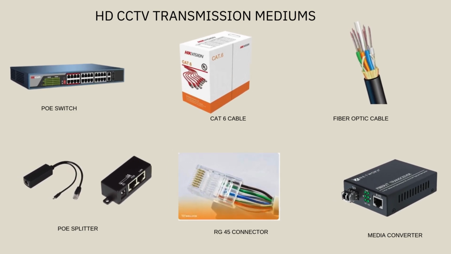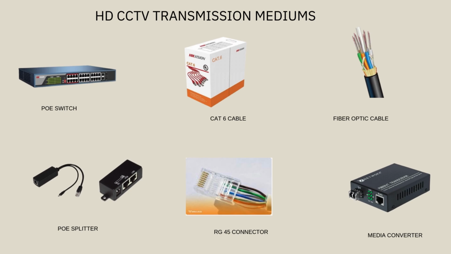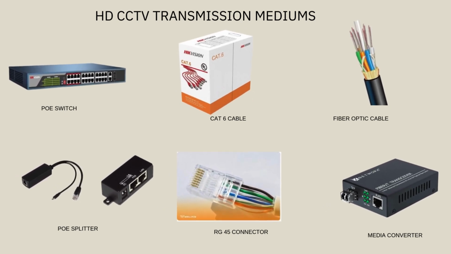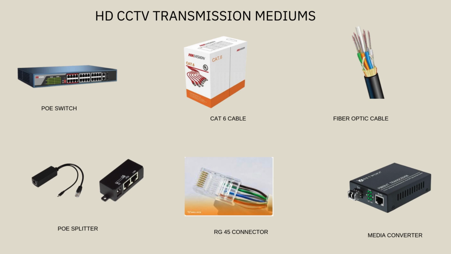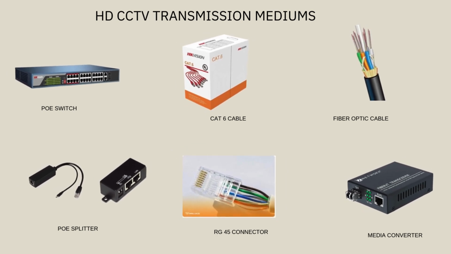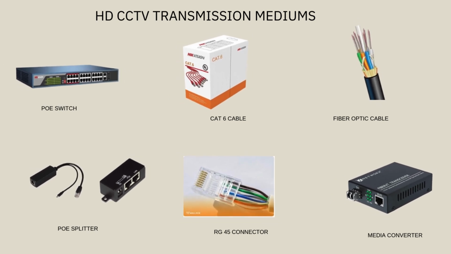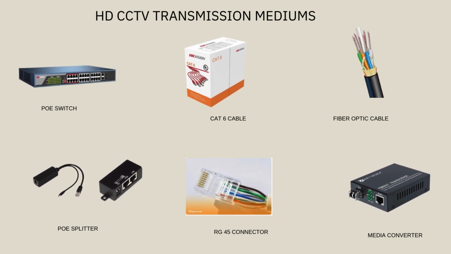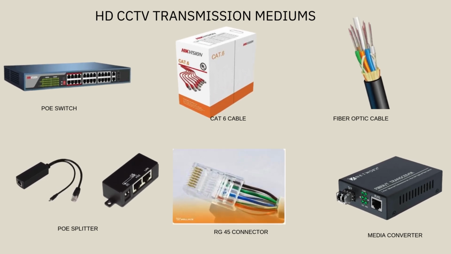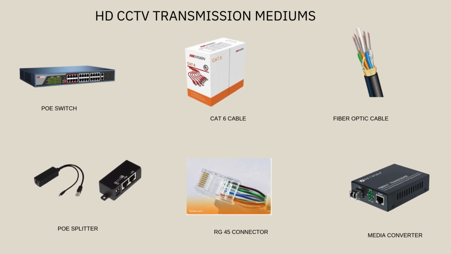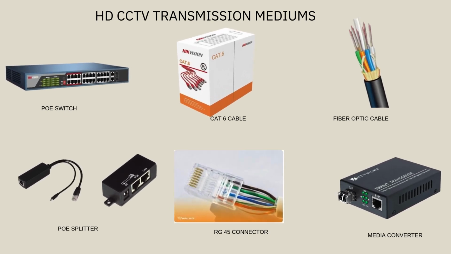But for the IP solution, this is the HD IP digital camera solution. This is a solution you have to use to do the transmission. You use network cable, Cat6 cable. You can use a PoE switch for power over Ethernet. You use fiber optic cable with a media converter. Then those are the RJ45 connectors. You terminate your cable, you crimp it, or you use your PoE splitter. These are all for the IP solution, right?